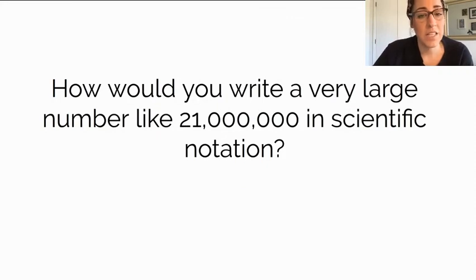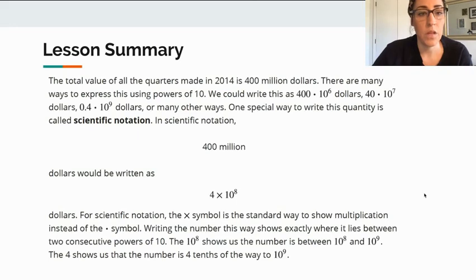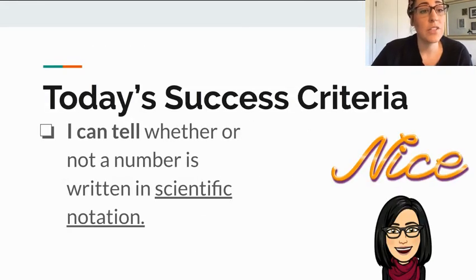If we have something like this, here we would be multiplying by 10, and we would be doing that 7 times, and the leading factor is 2.1. And so that is a representation in scientific notation. Read through that lesson summary if you choose. Otherwise, you're successful if you're able to tell whether or not a number is written in scientific notation.